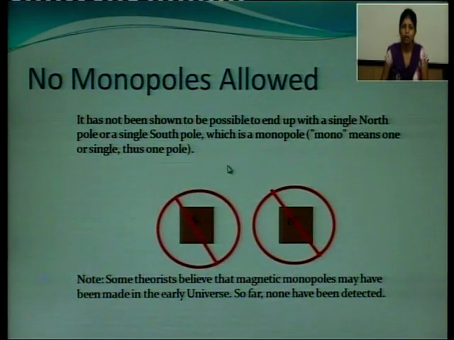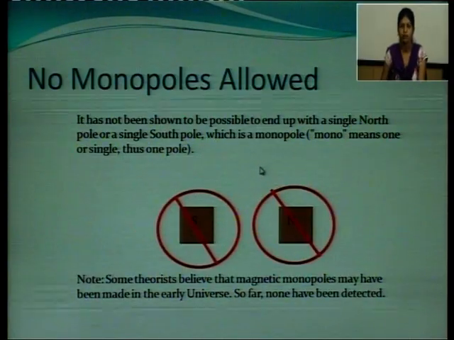So no magnet is of such a kind that it has only a single south pole or only a north pole. So the monopoles are not allowed in the magnets.